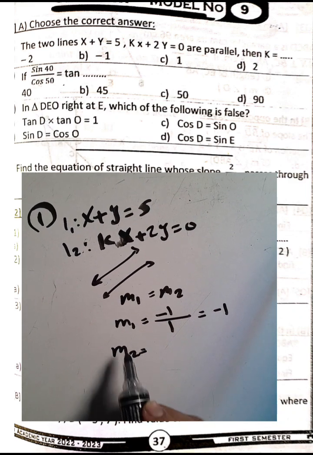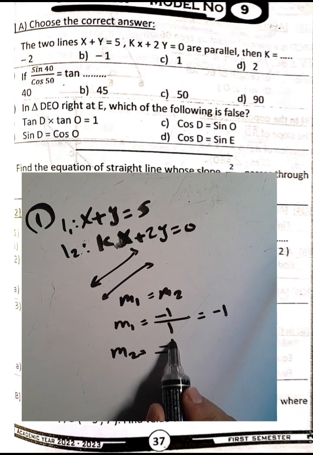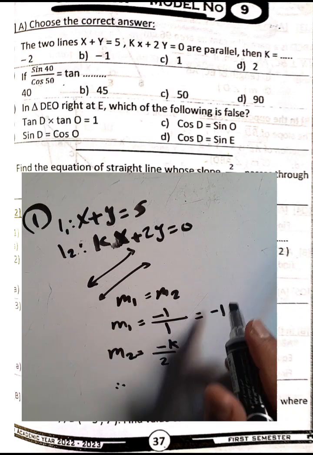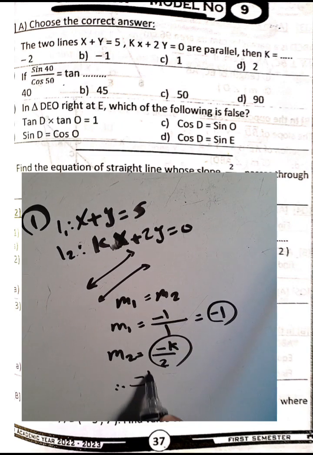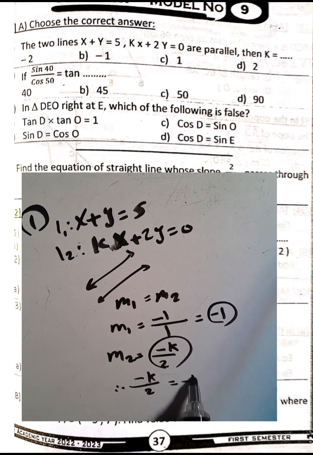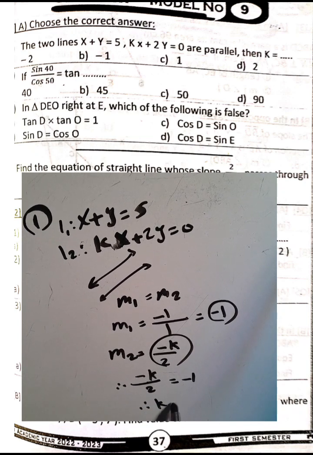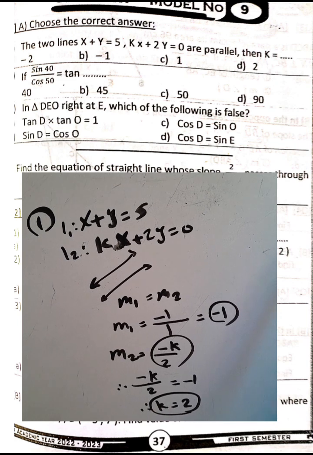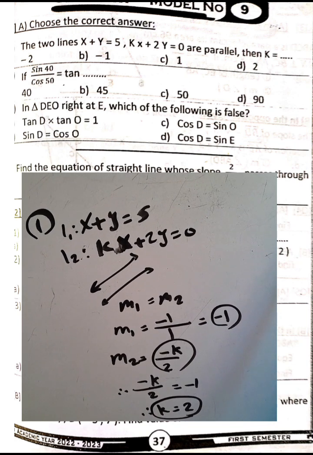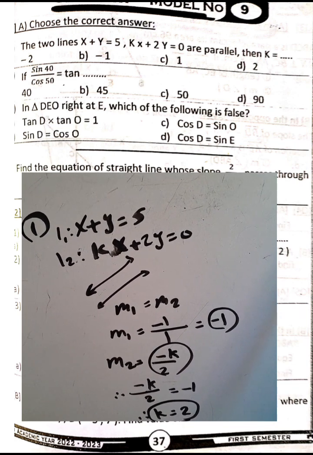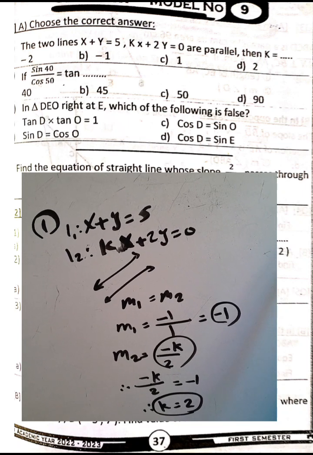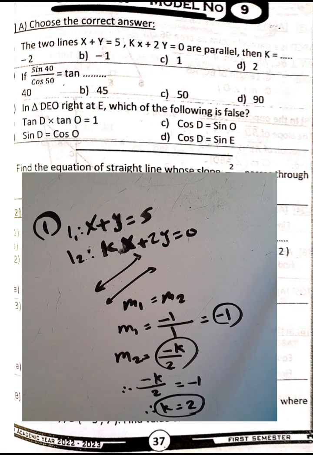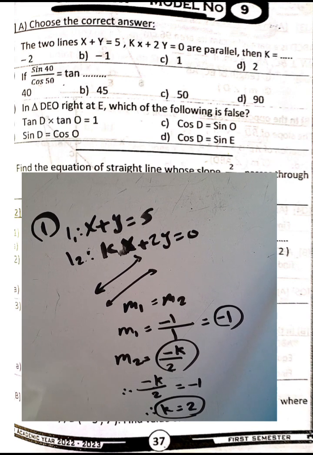And we can find slope 2: negative the coefficient of x, negative k, over the coefficient of y, which is 2. Then we can write negative k over 2 equals negative 1. Then k equals negative 2 over negative 2, so the value of k is 2. Okay, understood? Because the question tells us L1 is parallel to L2. If L1 were perpendicular to L2, then the product of the slopes would be negative 1.